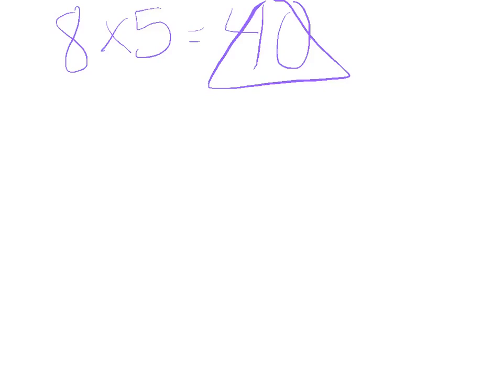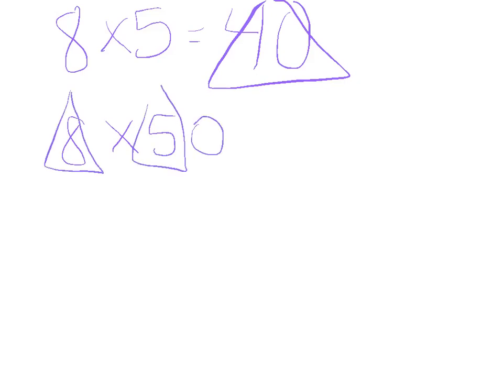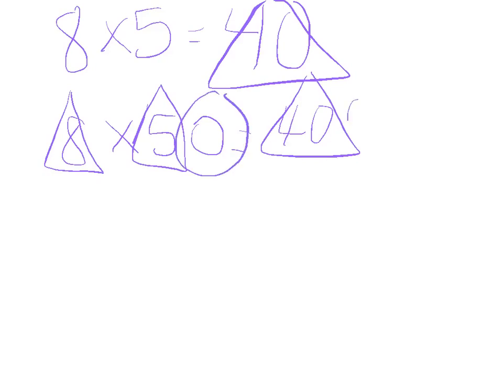Okay. So if we do 8 times 50, we start by doing 8 times 5. What did we say 8 times 5 was? 40. Put your triangle around it and add one more zero. How many zeros do I add? 1. So 8 times 50 is actually 400.